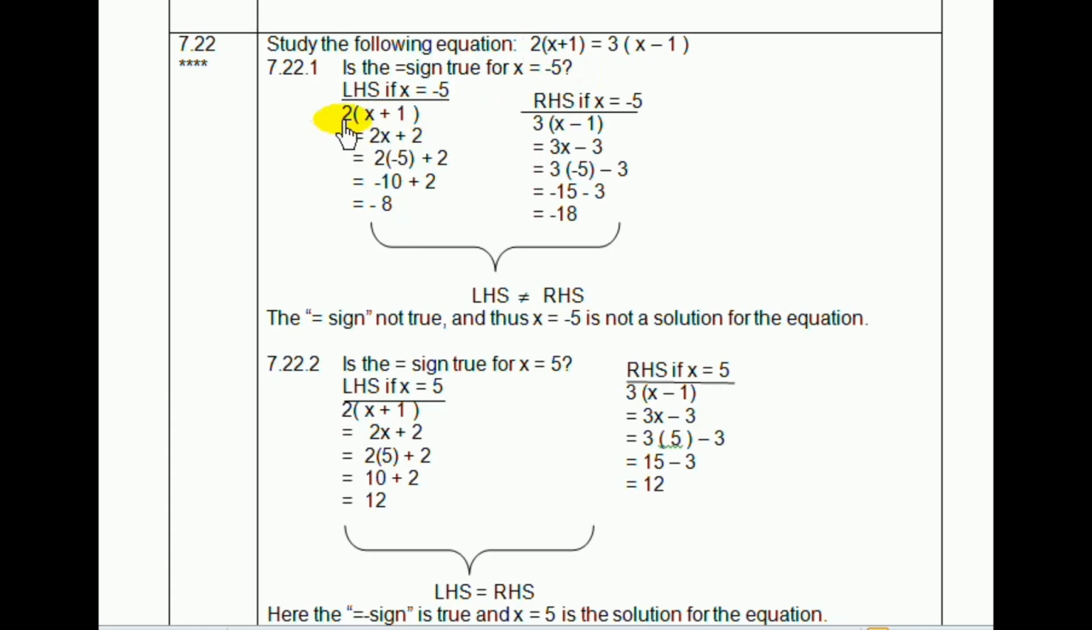Now if you do it, I've used the distributive law first and then substituted the x with a minus 5, and then I'll get minus 8 if you do that in the proper way. The right hand side, if x equals minus 5, first the distributive law to get rid of the brackets, and then the substitution, x with minus 5, and if you do that you'll get minus 18. Now minus 8 and minus 18 is not the same, so the left hand side is not equal to the right hand side. That means minus 5 is not the answer of that x. It's not the solution for x.